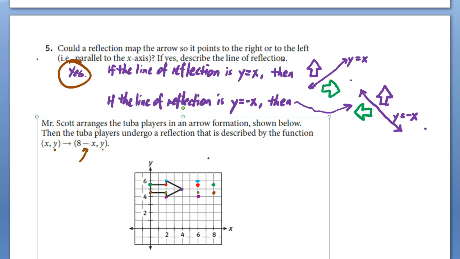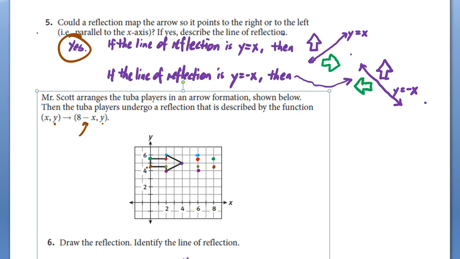8 subtract x. So what I've done here is I've looked at the tuba players that are standing at the corners of the arrow shape. There certainly could be more tuba players within that shape, but I'm going to pay attention to the corners. This guy right here, the green dot, is at 0, maybe 5.5. According to this formula, to find his new location, we go 8 subtract x and then keep the same y value. So we're going to keep the same height of 5.5, but to find the x coordinate, we're going to go 8 subtract 0, which is 8.